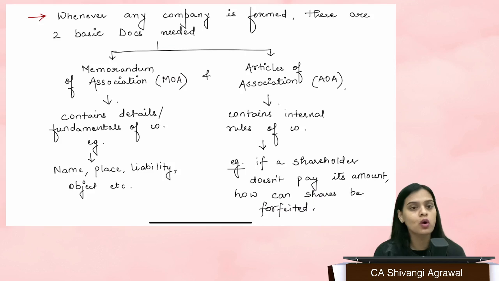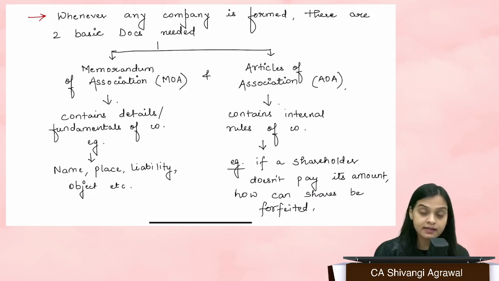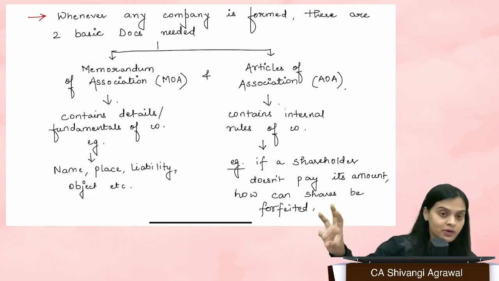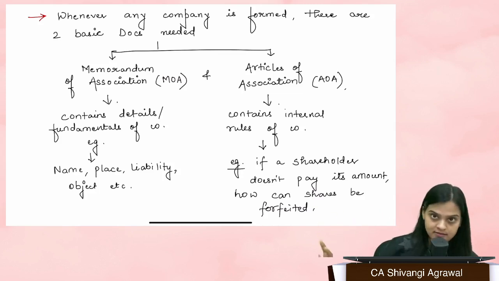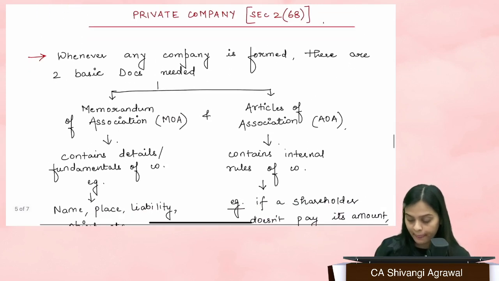So these are the two documents which need to be prepared by every company, and they need to be filed along with other documents. Then only a company can be registered. So every company, whether it's an OPC, a private company, or a public company, will have this MOA and AOA, memorandum and articles. Fine. Okay.